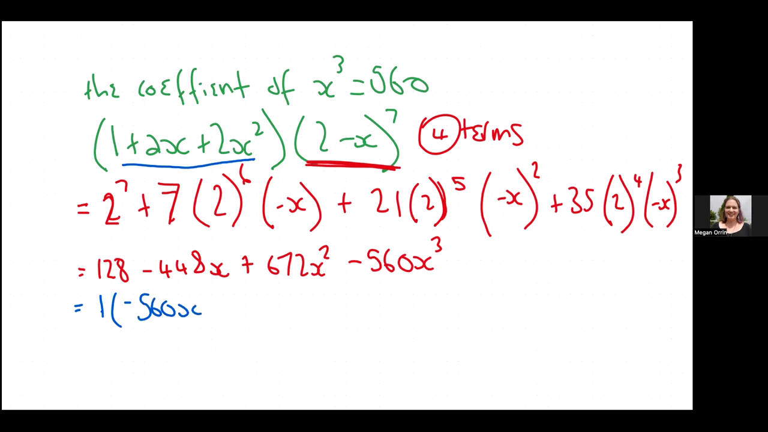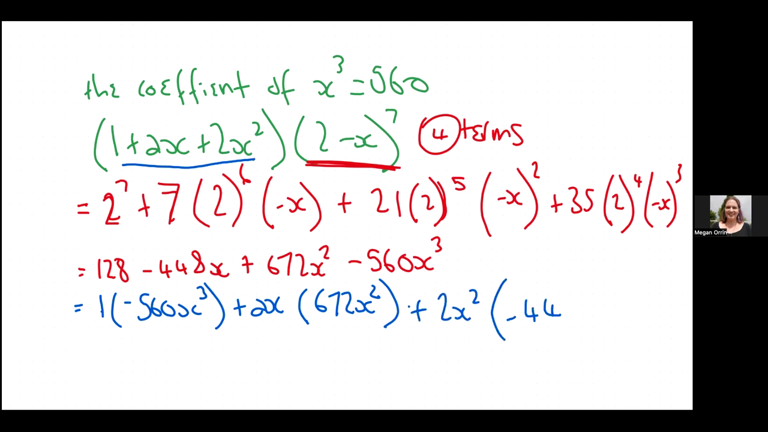If I multiply ax by any of these, am I going to get x cubed? This one here, right? So this is going to be 672x squared. If I have 2x squared, what do I multiply it by to get x cubed? This one, right? So plus 2x squared times negative 448x. So I only care about these three terms because this is the only way I can get a combination where I end up with x cubed as my term.